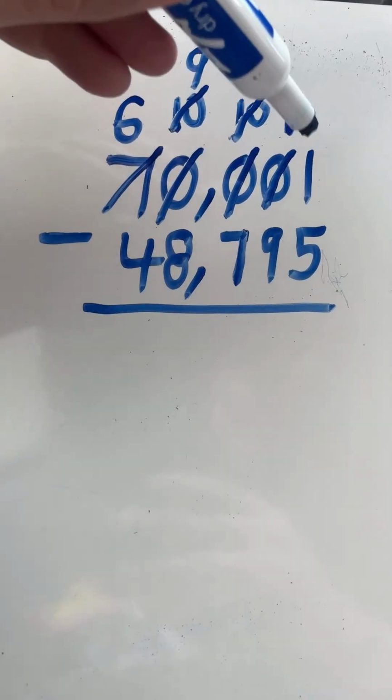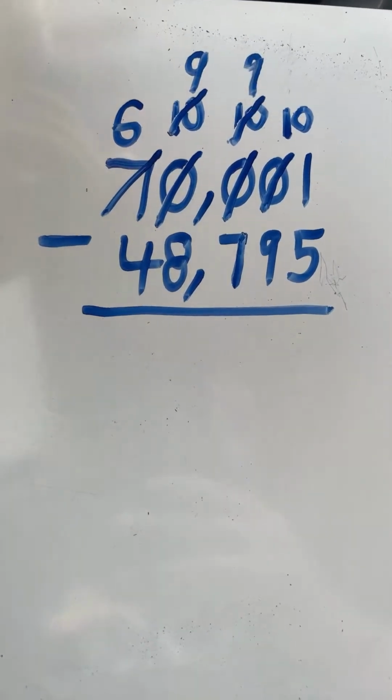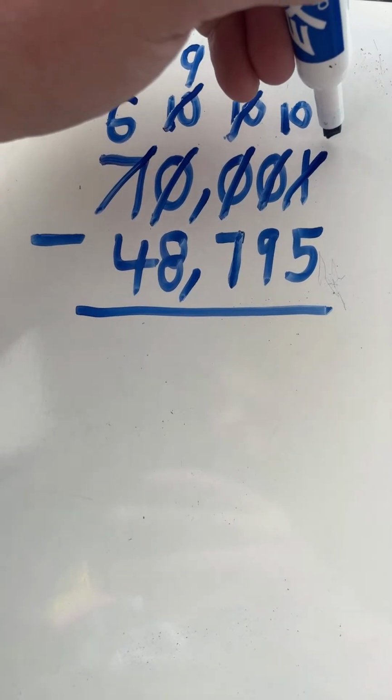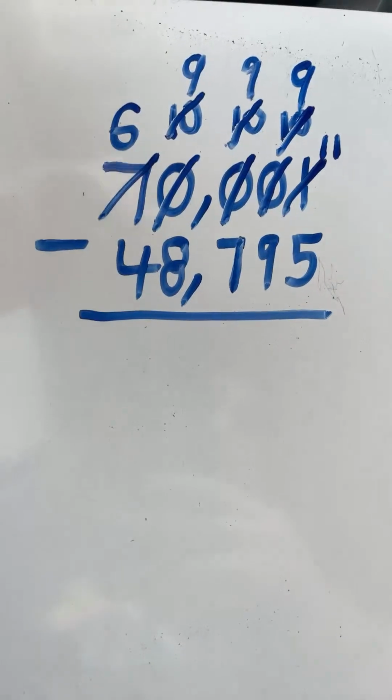Now in the ones place, you can't start out with 1 and take away 5. So we have to take a 10. That 1 will become an 11, and then the 10 in the tens place, we have to take away 1. It'll become a 9.